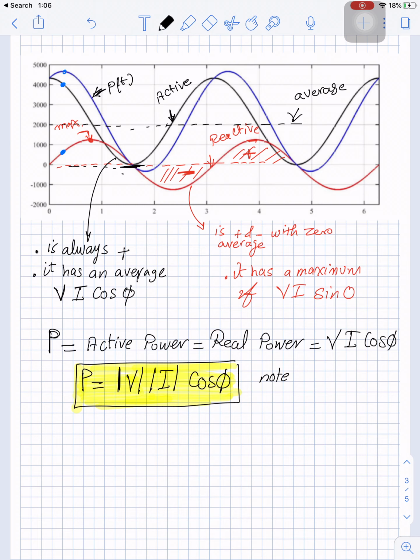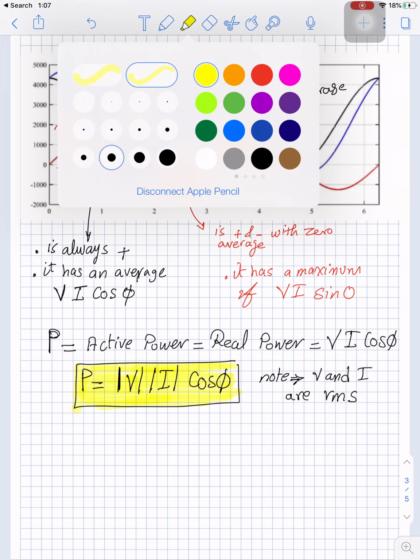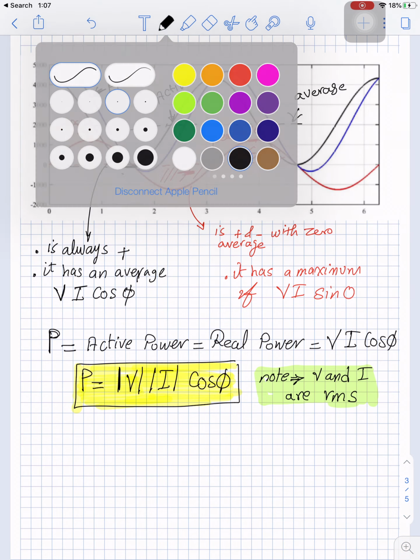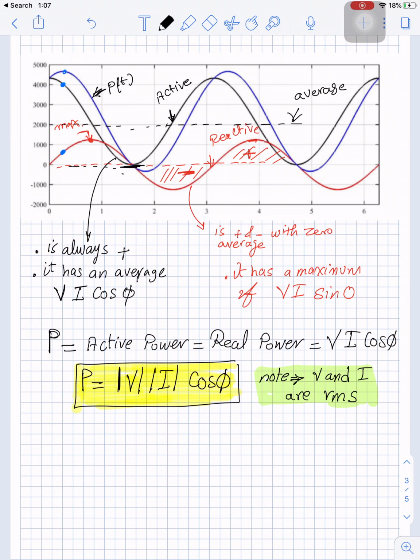Note: V and I are RMS. They are root mean square values, and this is by default. Any given voltage will be RMS. So make sure that you are using the RMS value, and this is why when we move from time domain to frequency domain, we convert into RMS, or divide by root 2. So P, or the active component, equals magnitude V, magnitude I, cos phi.